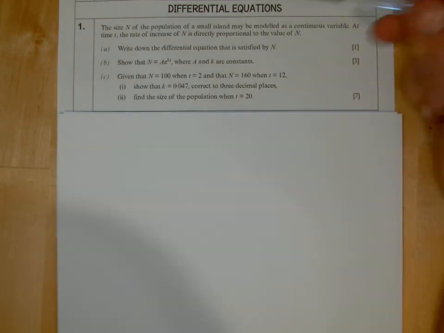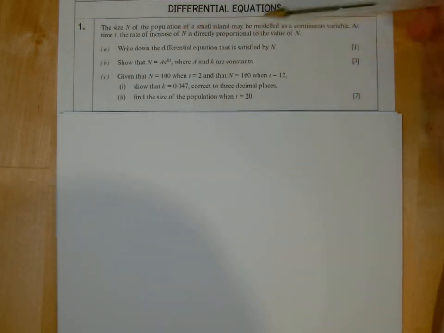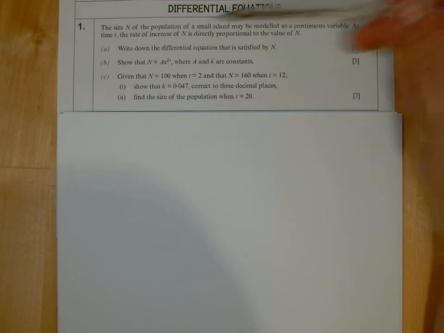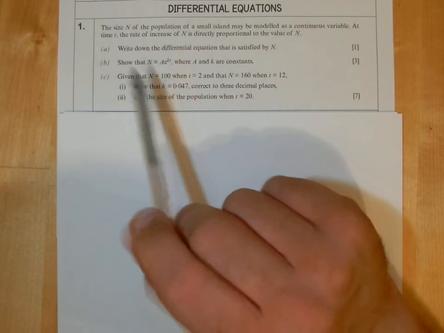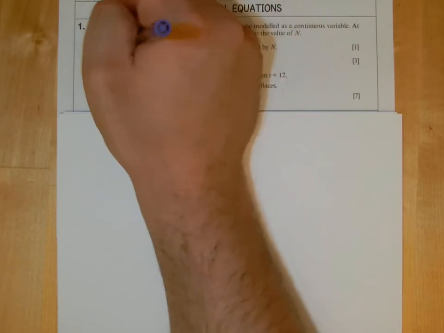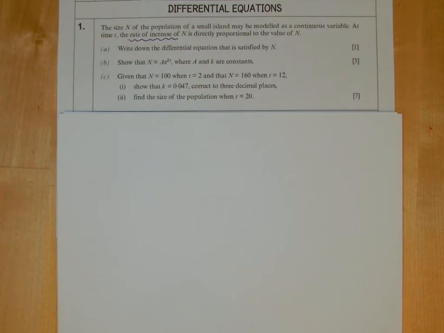Okay, differential equations. We've got the size n of a population of a small island, and it says it could be modeled as a continuous variable. And then it says at time t, the rate of increase of n. Now, important here, the rate of increase. Basically, we're looking at how n increases, but when you see that word rate, we've got to think of the derivative.